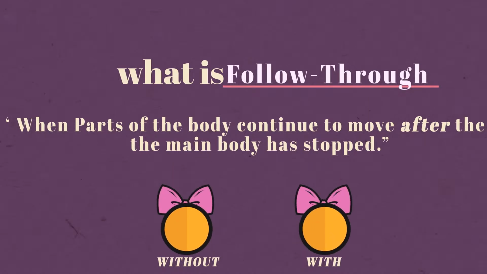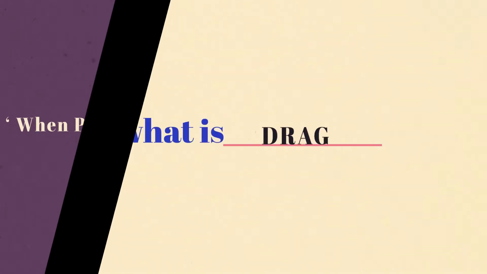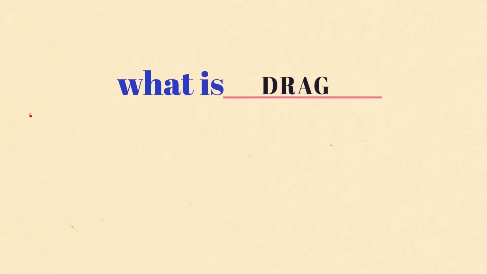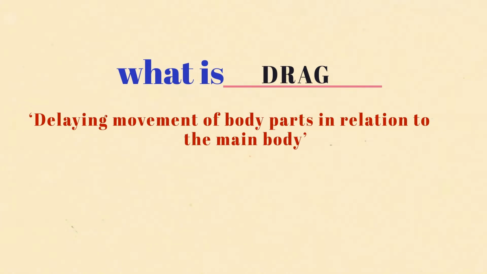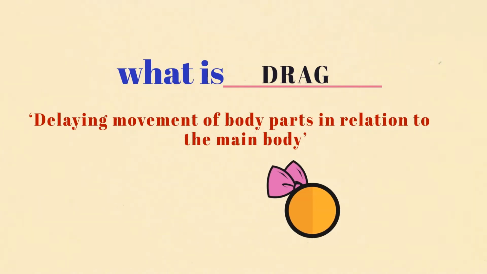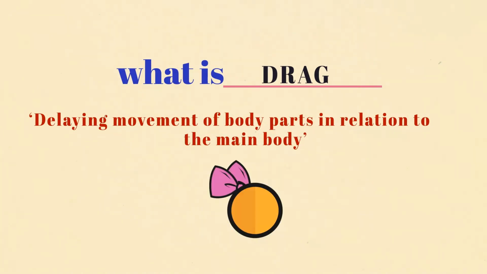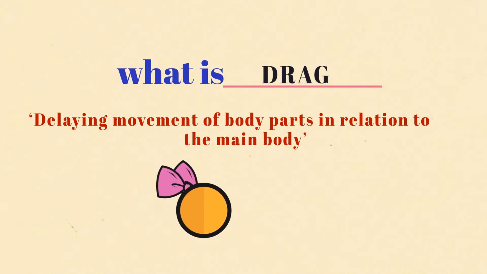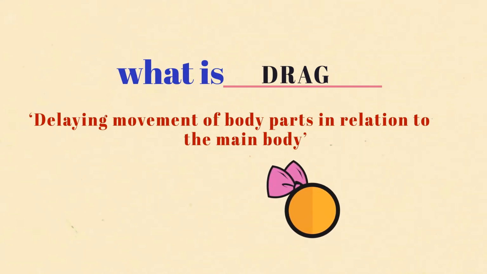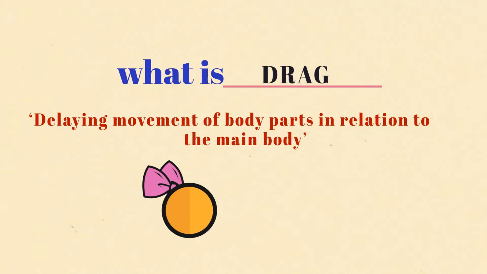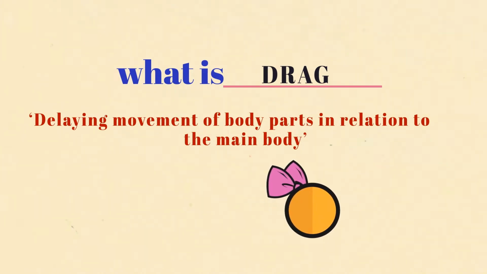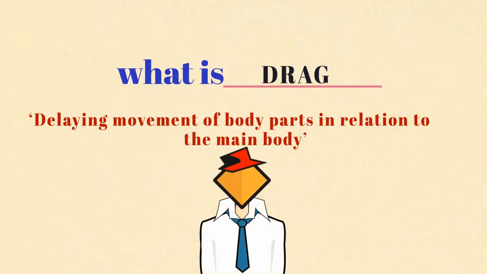That takes us to what number 2. So, what is drag? Well, drag is delaying movement of body parts in relation to the main body. So let's take Miss Bezier again. Let's assume she's going from one side to the other, the extra part of the body being the bow. She's moving kind of fast. Let's slow her down. While she's moving, you'll notice the bow is the last thing to catch up. The bow is literally being dragged behind. It's literally in the name, I suppose.